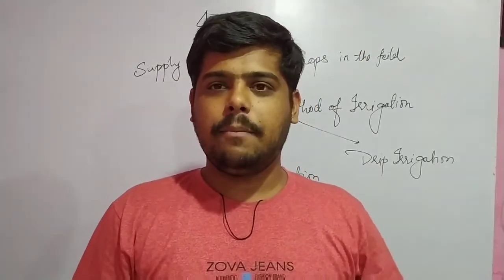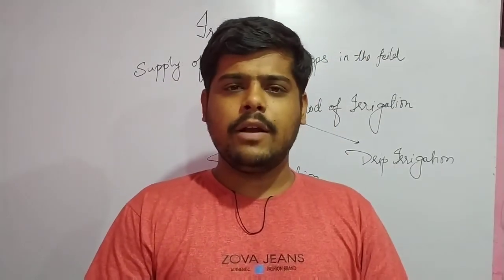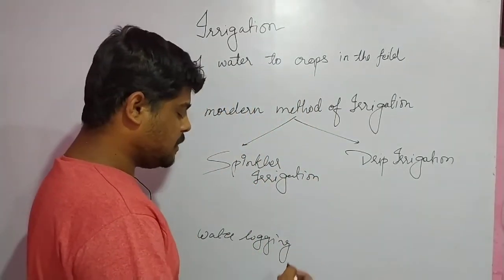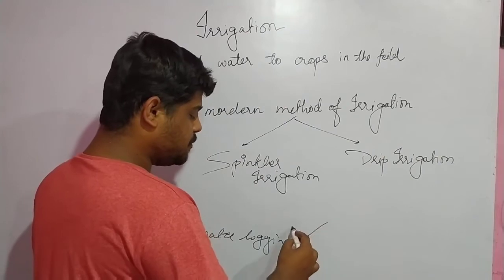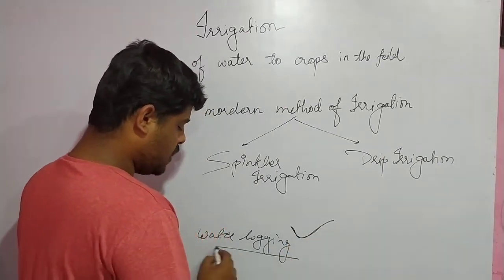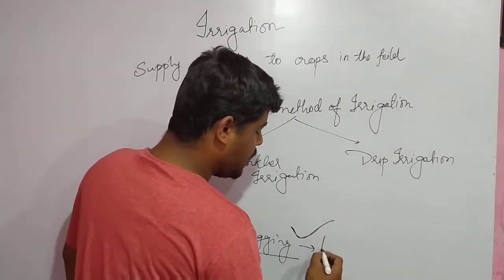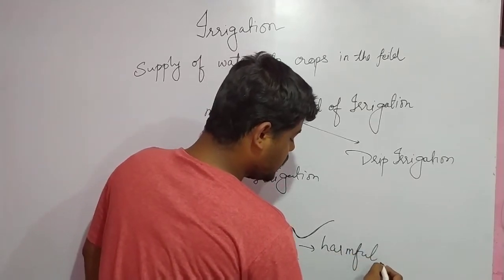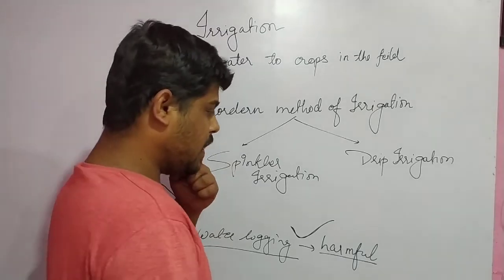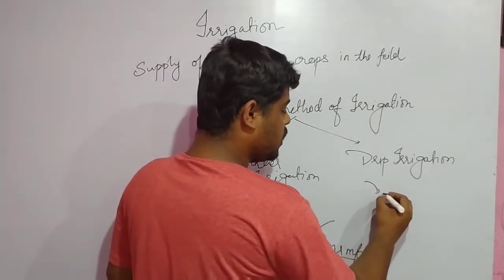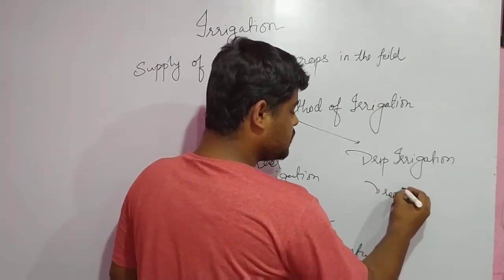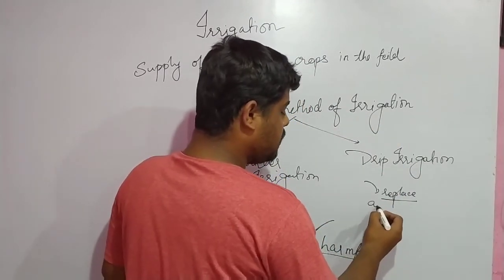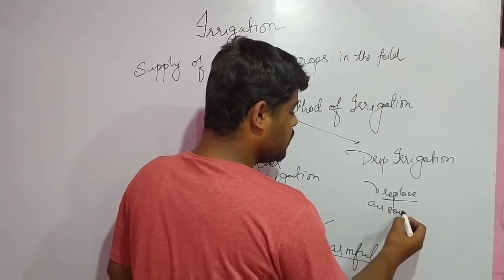As you know, the plant requires a very adequate or very correct amount of water. If water is supplied in excess amount, this process is called waterlogging. Waterlogging is very harmful for the plant, because water replaces the air present in the soil.